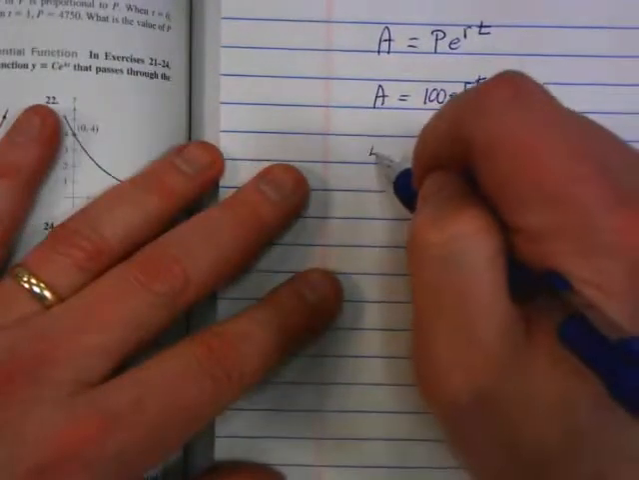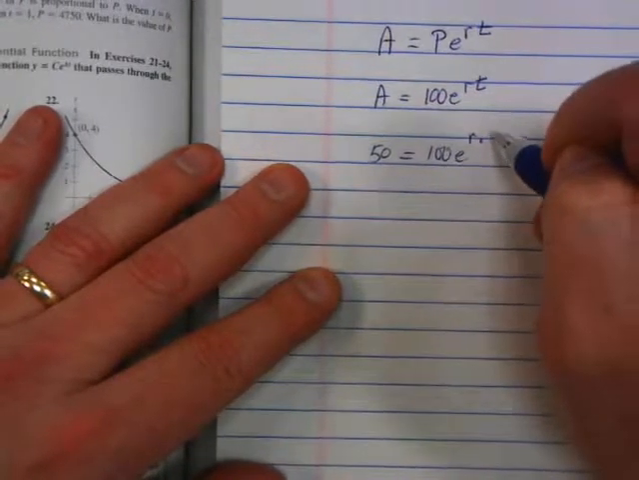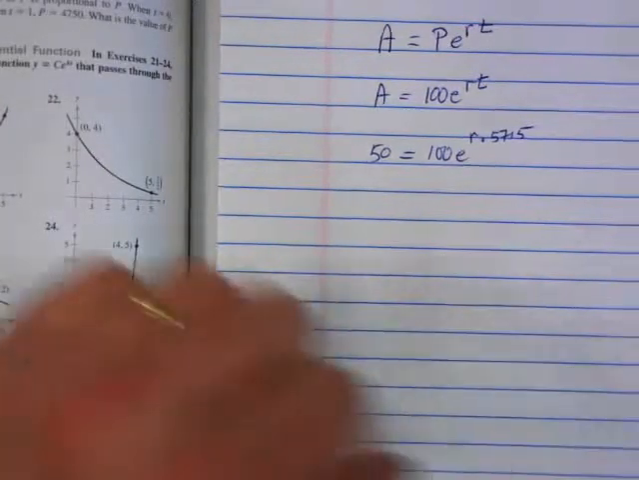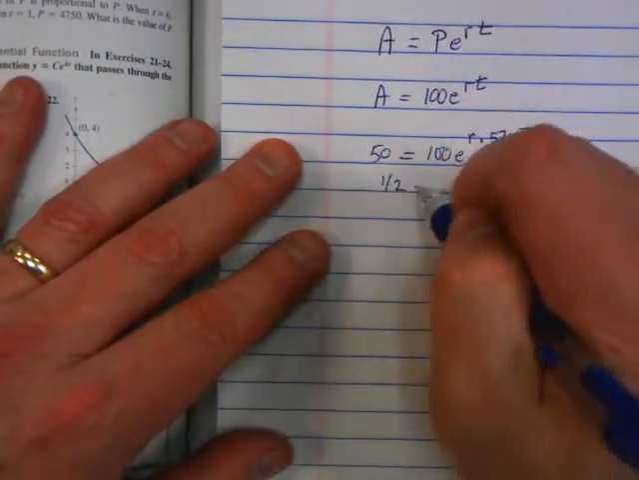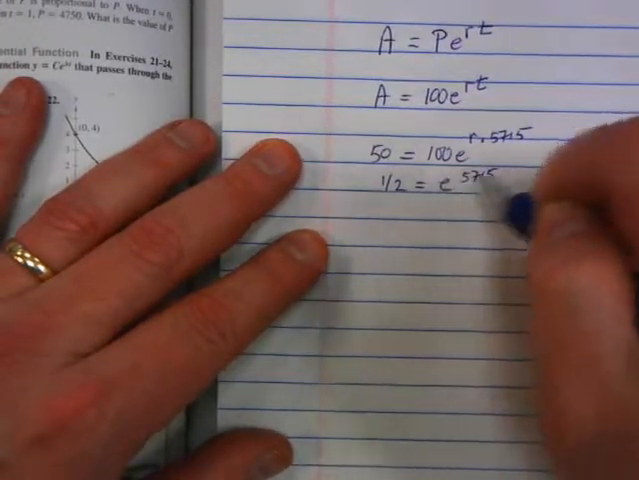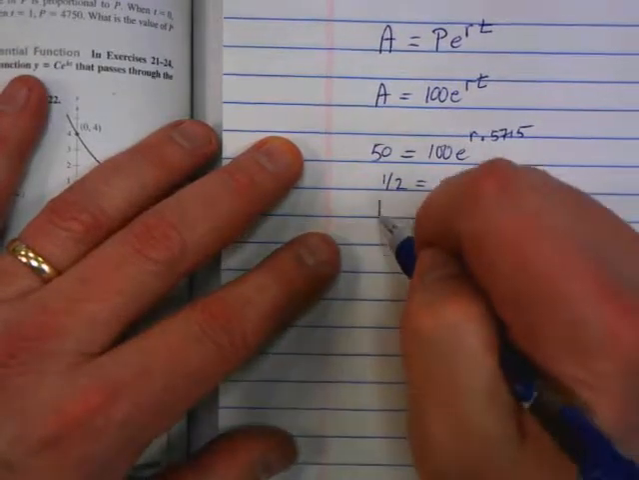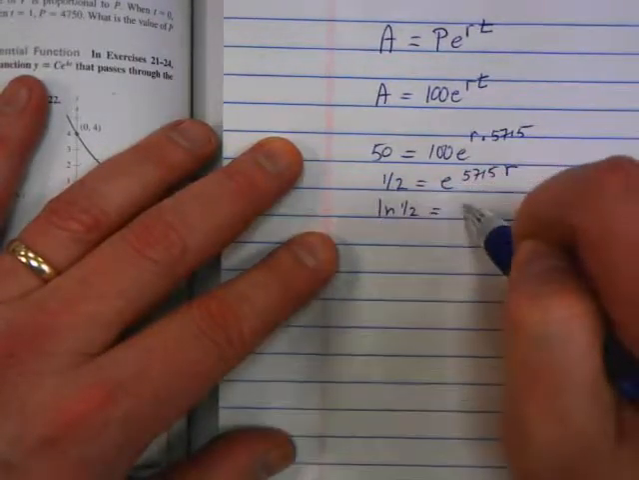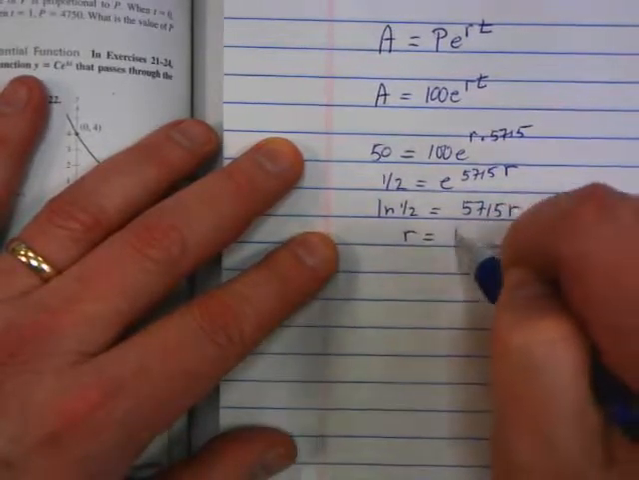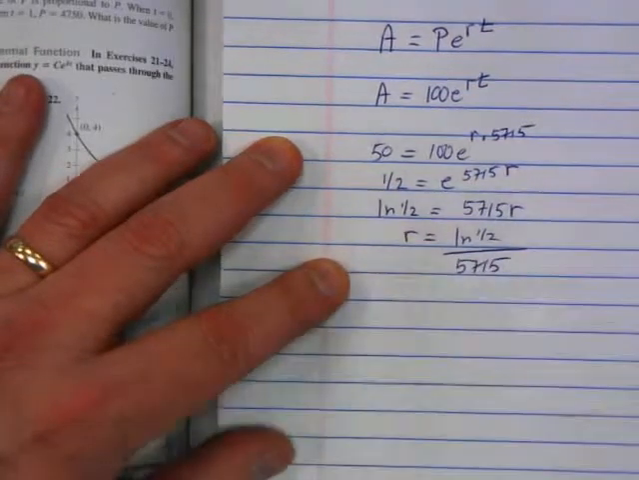So 50 equals 100 e to the R times 5715. Divide. 50 divided by 100 is a half. Equals e to the 5715R. ln on both sides, ln of a half is 5715R. So R is ln of a half divided by 5715.